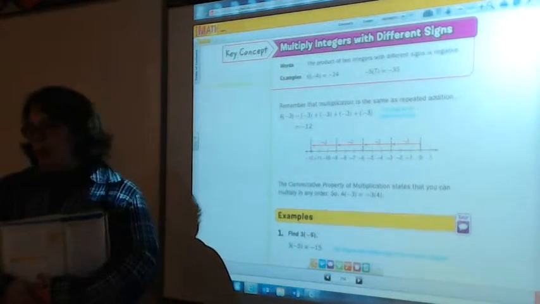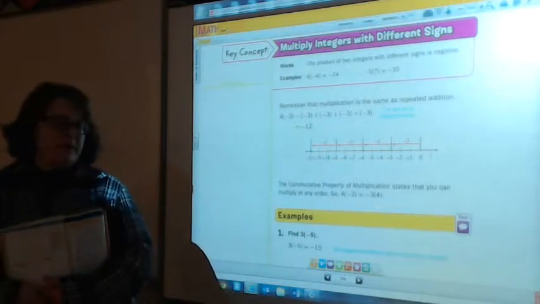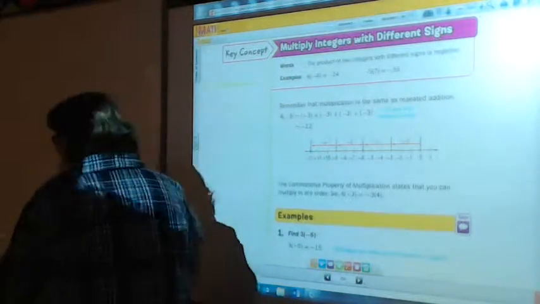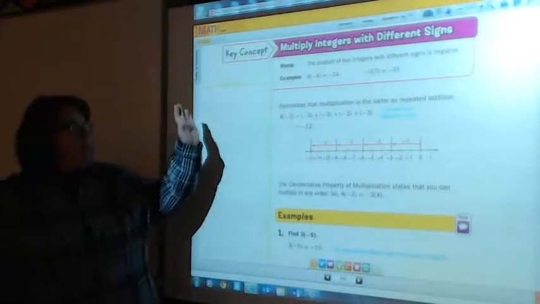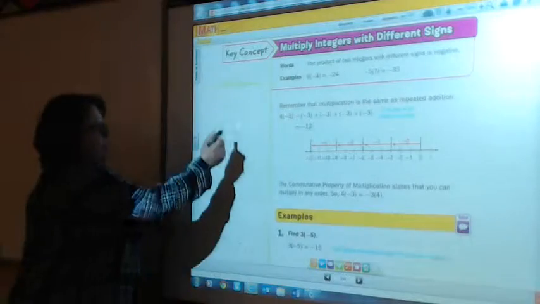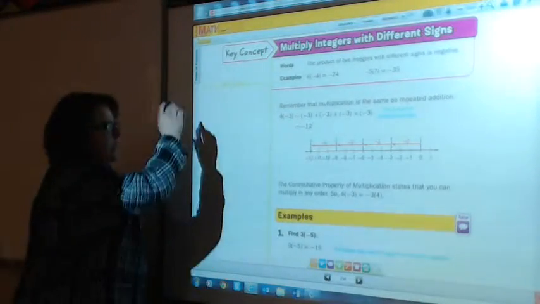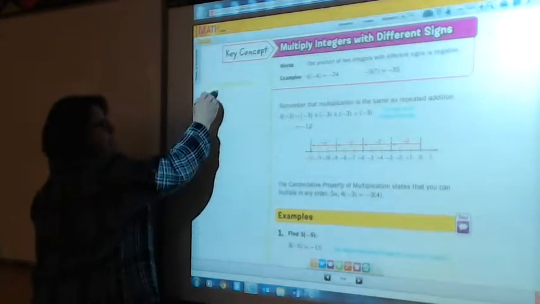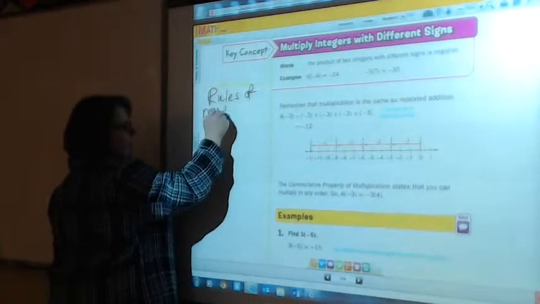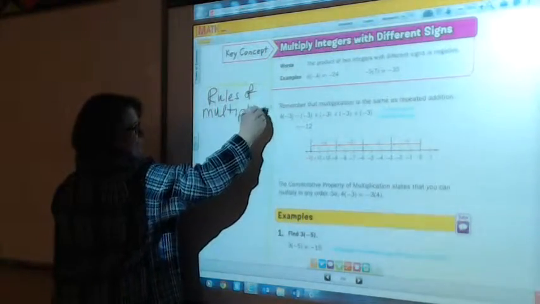But the rules for multiplying and dividing integers are almost identical. So when multiplying integers, your book does a nice job of putting what you do with different signs in purple here, but I've always liked this. So in your work zone, if you could write this, the rules of multiplying integers.